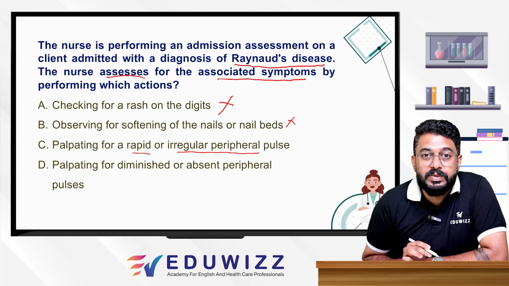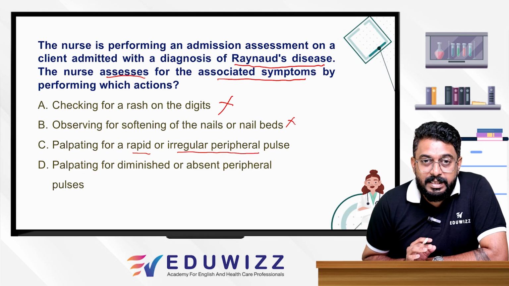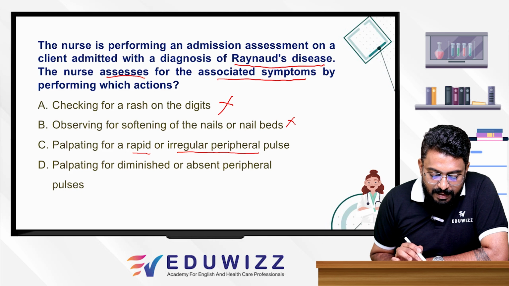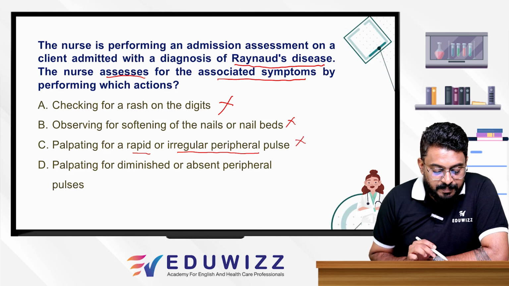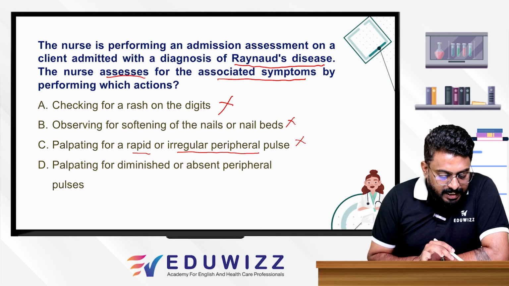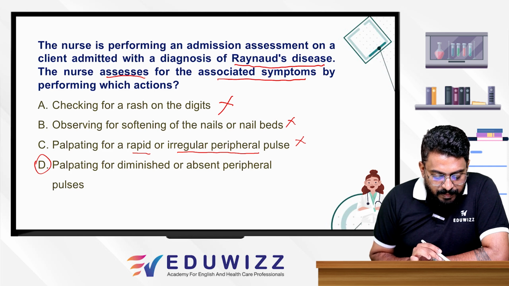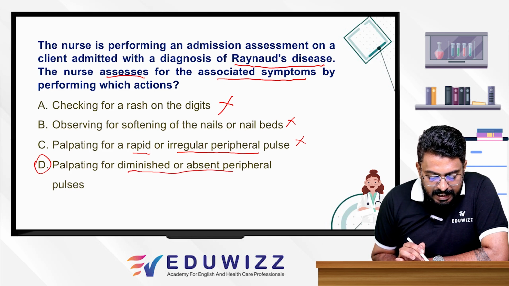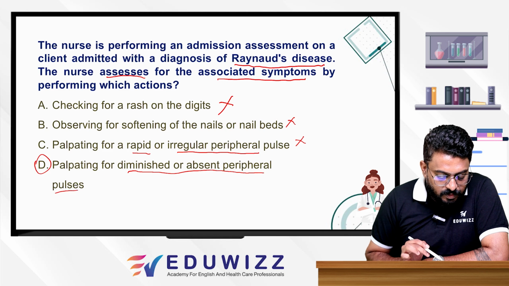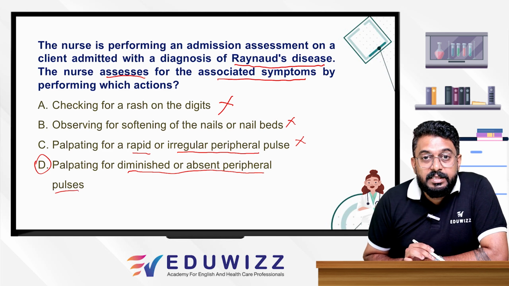In Raynaud's disease, we just discussed the circulation. What happens due to vasoconstriction? The circulation will be low, and as a result, the pulse will be absent or weak. So rapid irregular pulse is also a wrong answer. The correct answer is option D, palpating for diminished or absent peripheral pulses. This is one answer.